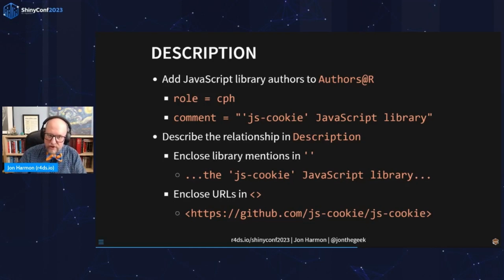You also have a description within that description file. You're going to want to mention that this wraps the JS cookie JavaScript library. And anytime you reference some other library in a CRAN package, you want that in single quotes. That was something that I think I learned by getting my initial submission rejected. So, single quotes. Likewise, if you have any URLs in your description, so if you are telling people where to find that library, for example, you want those in angle brackets. And that's true for any URL anywhere in your description.